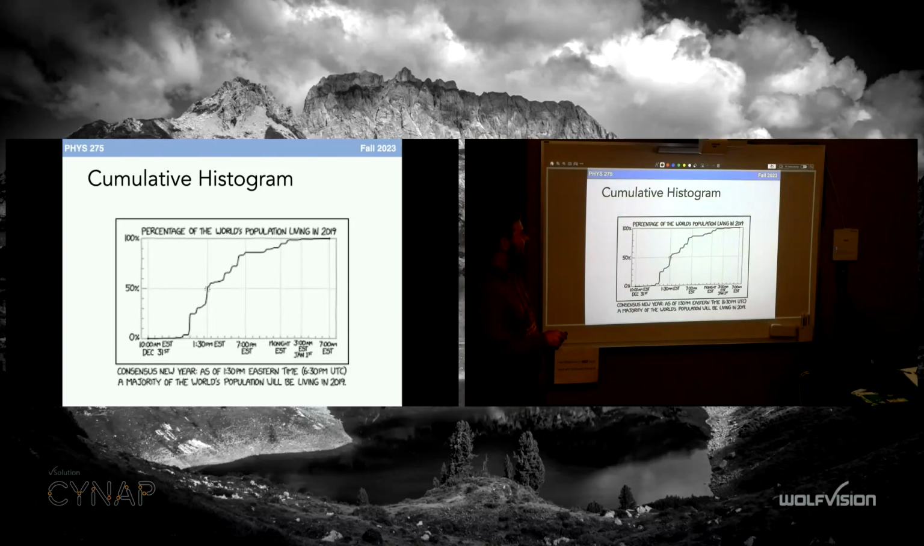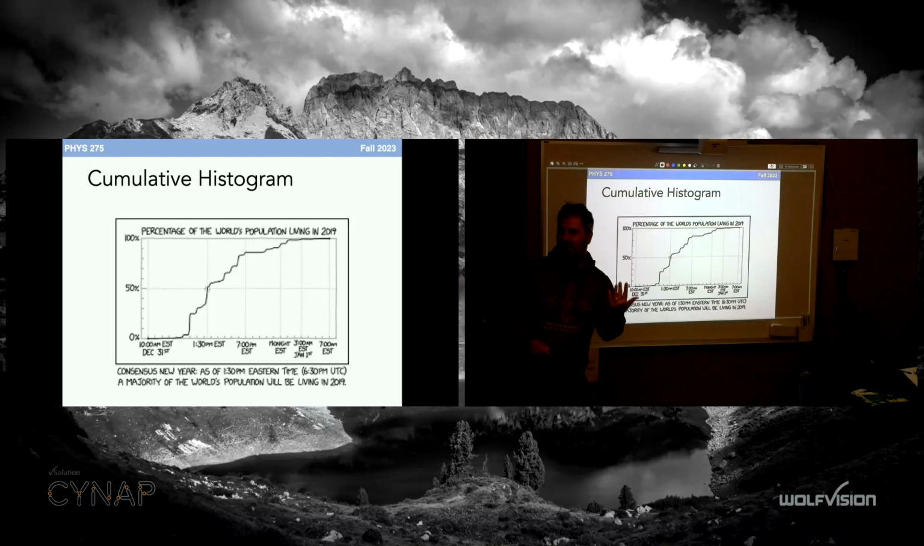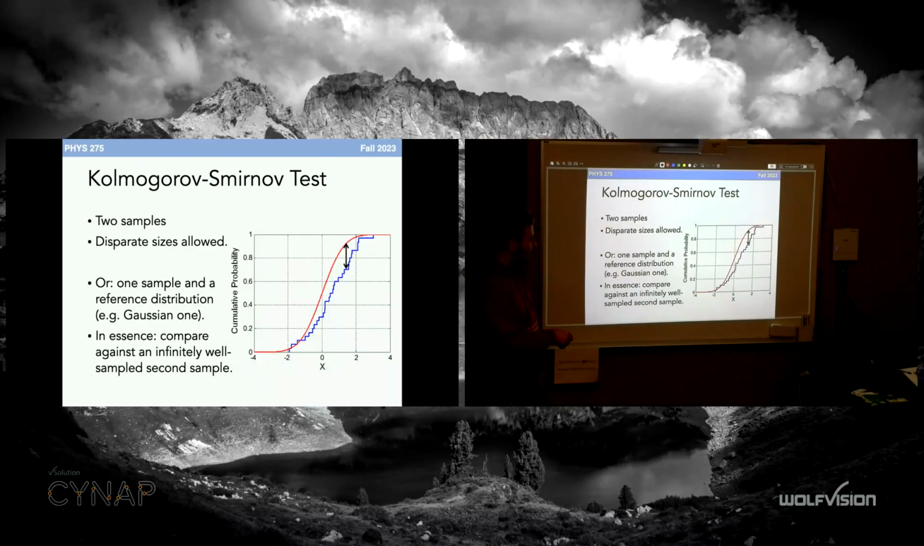Percentage of the world population living in the next year. So basically, you go along the timeline, and as you go along, you have a bigger fraction of the population that actually now lives in the next year. So you can do that: what fraction of the sample do you have below a particular value? So if X goes up, you count everything at or below. Does this make sense? This is called a cumulative histogram.